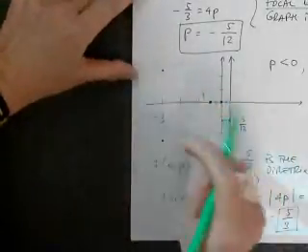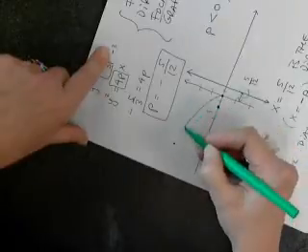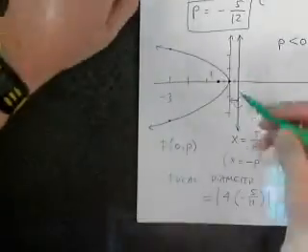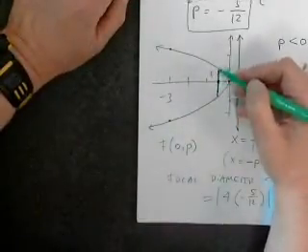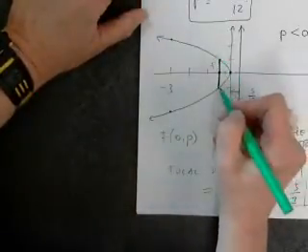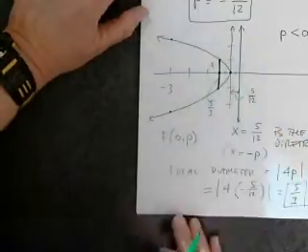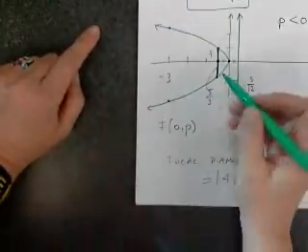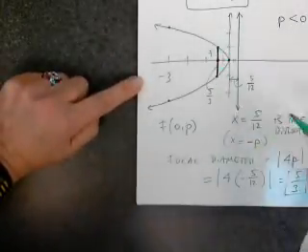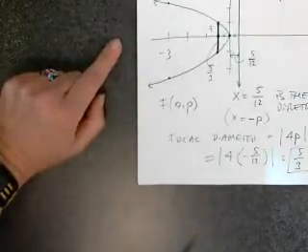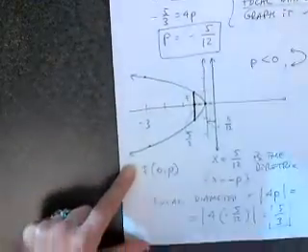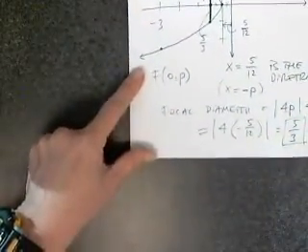So now I can graph. This, of course, is not to scale because the dimensions here are terrible. The distance between this and this is 5/3. And this is the focal diameter. The focal diameter is the vertical line parallel to the directrix going through the focus. And its length is this. So we have the focus and we have graphed it. We have the focal diameter and we have the directrix.